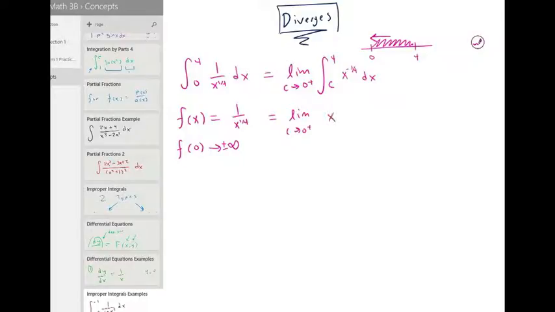Add 1 to the exponent, you get x to the 3/4. We divide by the exponent, so we multiply by 4/3. Evaluate this from 4 to c. And we get the limit as c approaches 0 from the right of 4/3 times 4 to the 3/4 minus c to the 3/4.